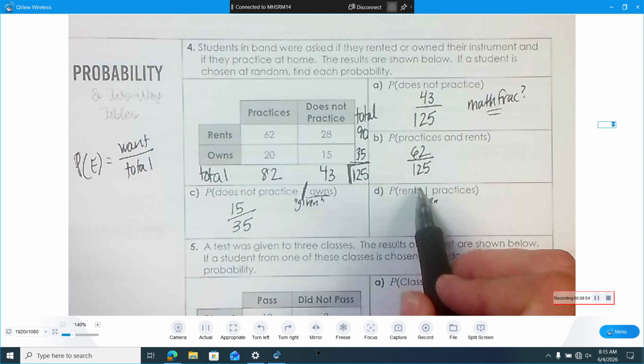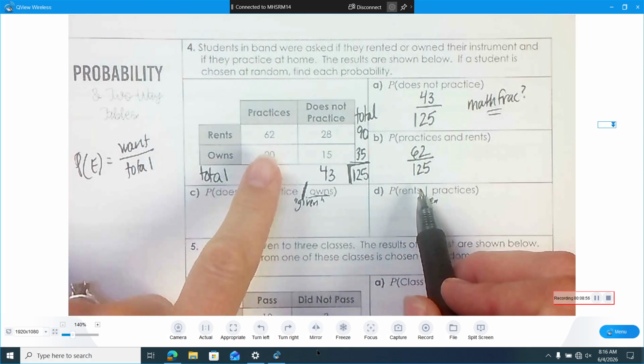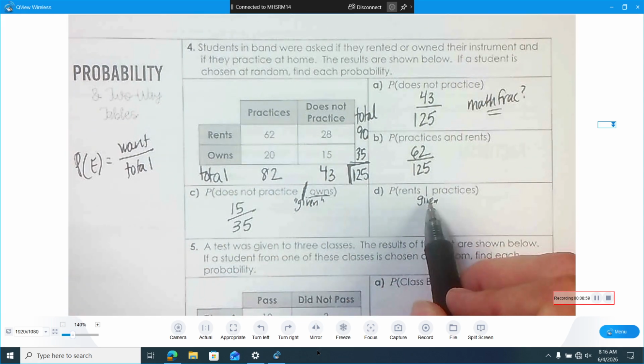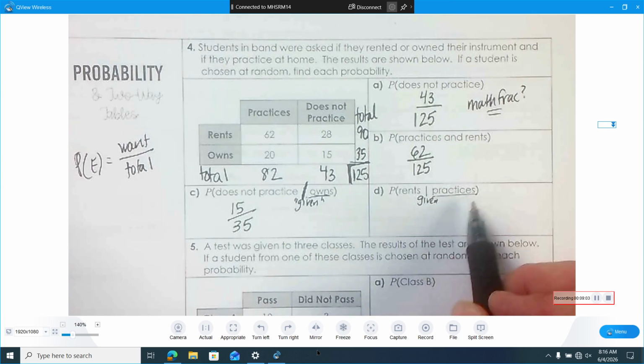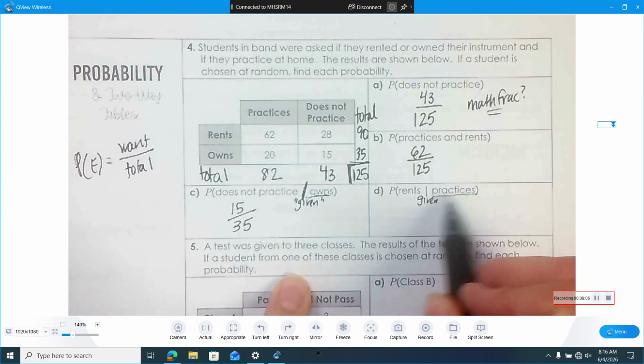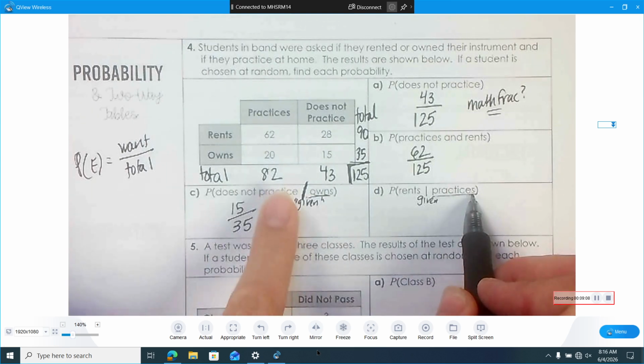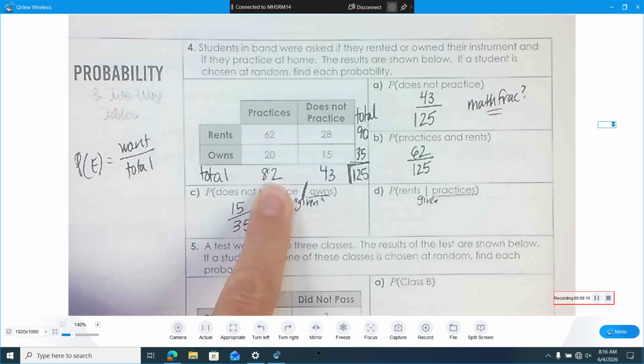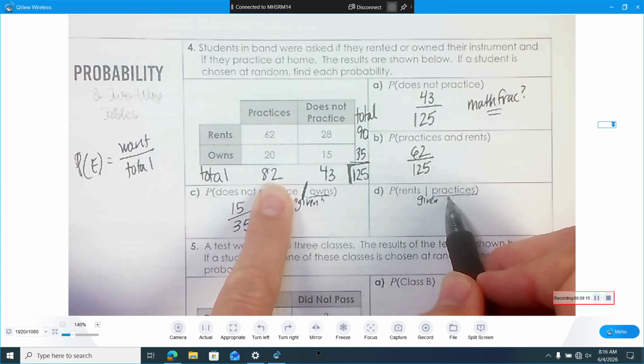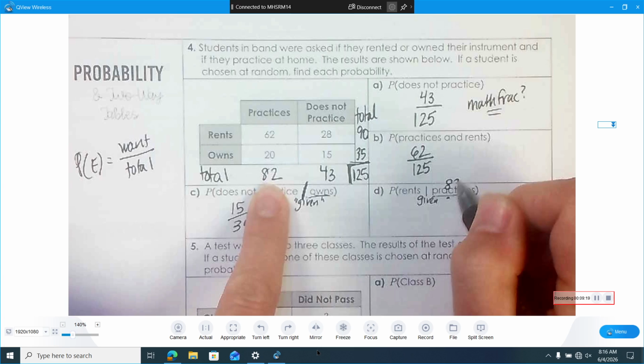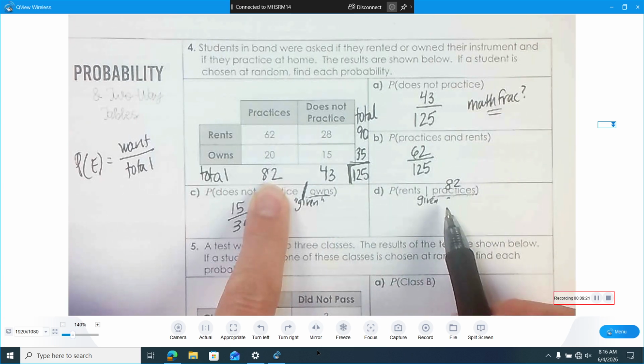So how many students rent? 90. Okay, but given that we already know that it's a student who always practices. So what is the group that always practices? Over 82. So that's bigger than 1. So that can't be right. So how many kids always practice? 82. 82 kids always practice their instrument. So how many of those kids rent?